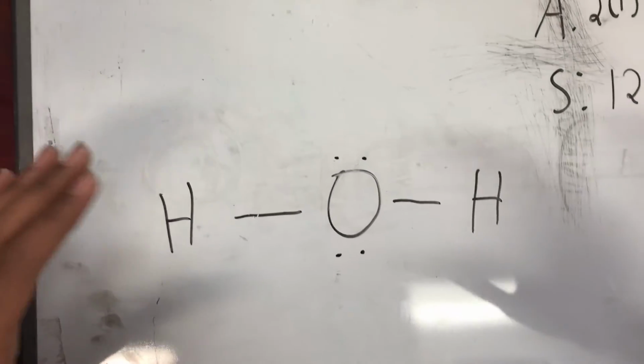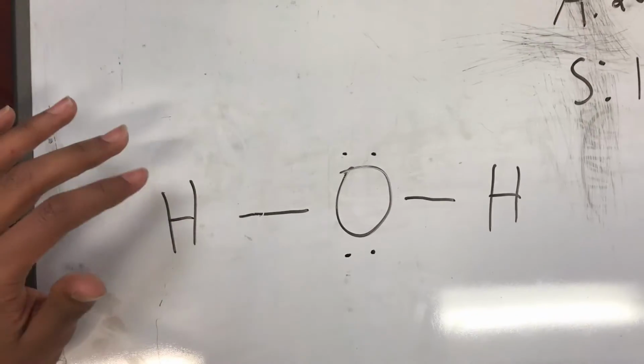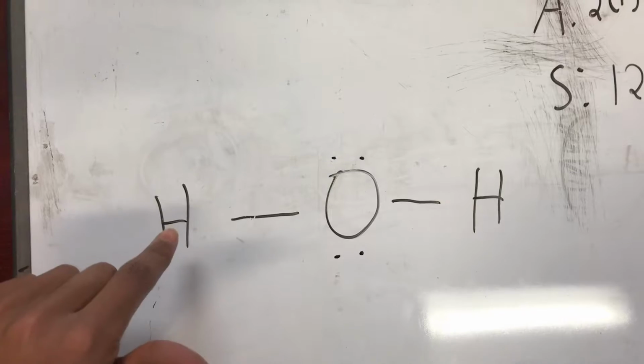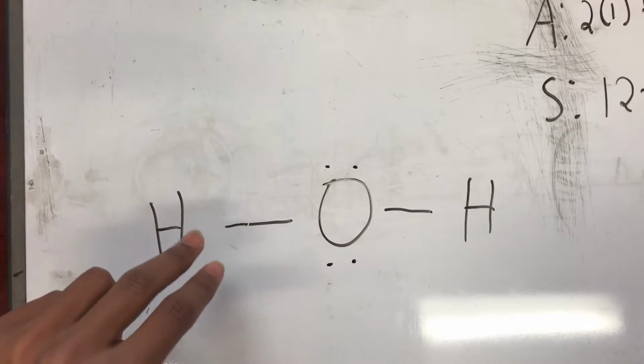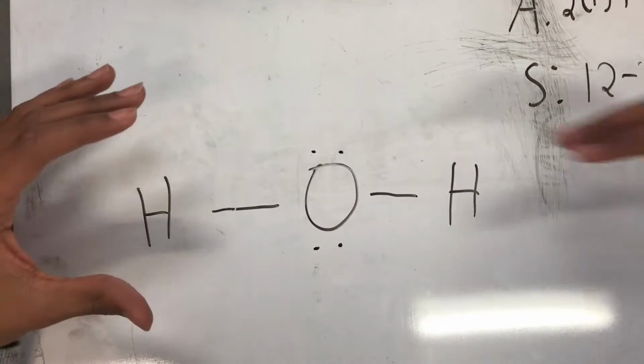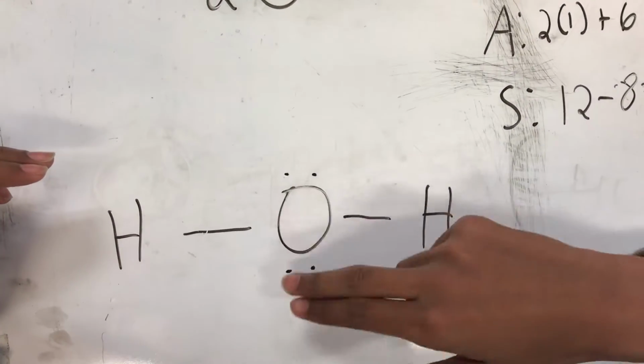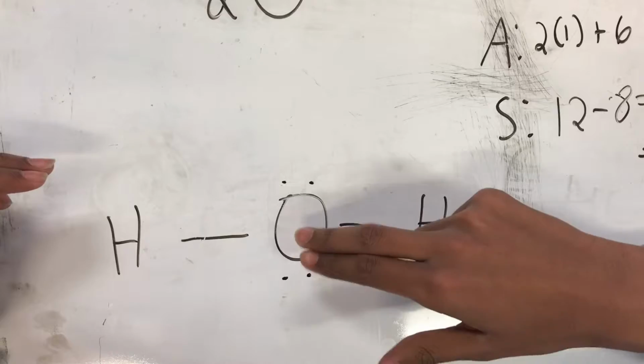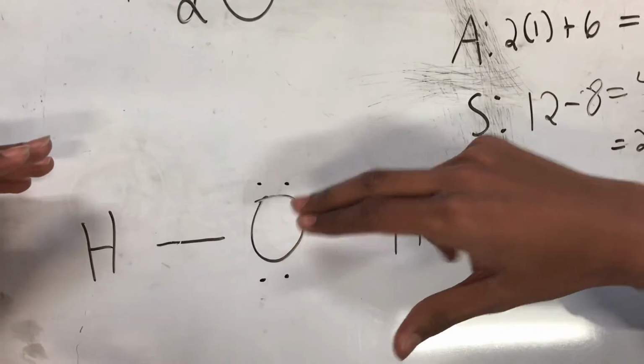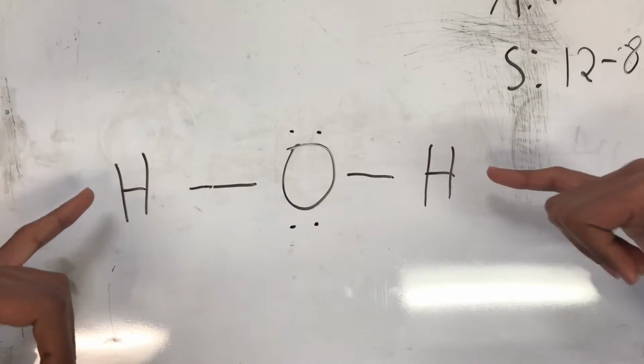So to do the Lewis dot structure, hydrogen only needs 2 bonds, and it will be stable. But oxygen will have 4 extra electrons, so it could be stable. And that's how you complete the Lewis dot structure.